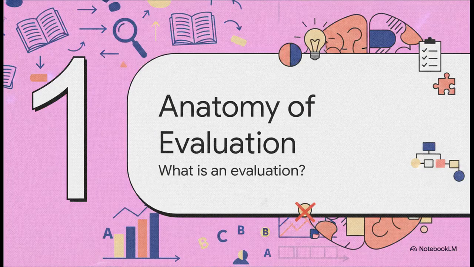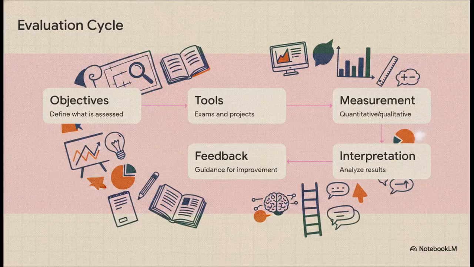Section 1. The anatomy of evaluation. Okay, spoiler alert here, evaluation is not just a final letter grade at the end of a semester. It's actually a continuous, logical loop. It starts with clear objectives, basically defining what is actually being assessed. Then it moves to the tools, so these are your exams, projects, practicals. Next up is measurement, which combines hard quantitative scores with qualitative feedback.